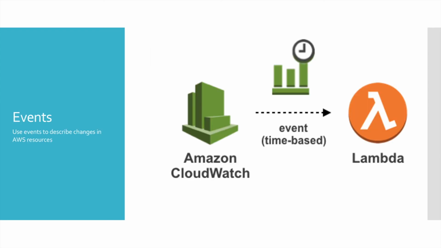CloudWatch can generate events. We use those events to describe changes in AWS resources. For example, we want to implement cron features. Some Lambda we need to be triggered based on our cron rules. Then we can write such a rule in CloudWatch, and it can generate events and trigger the Lambda.